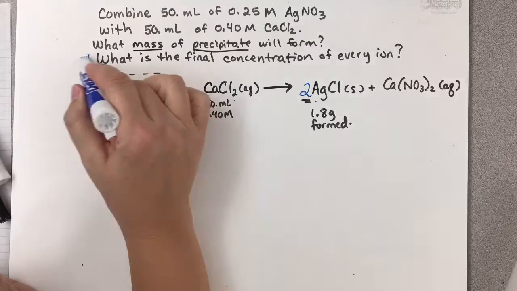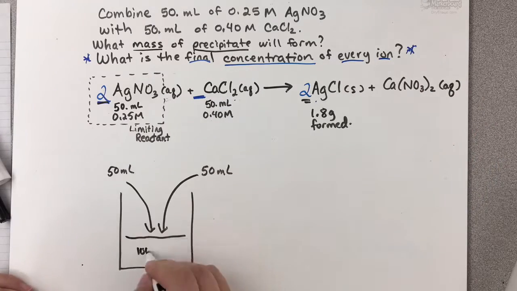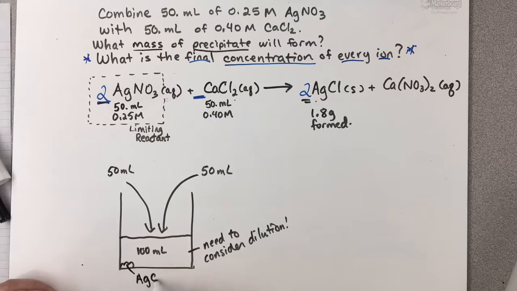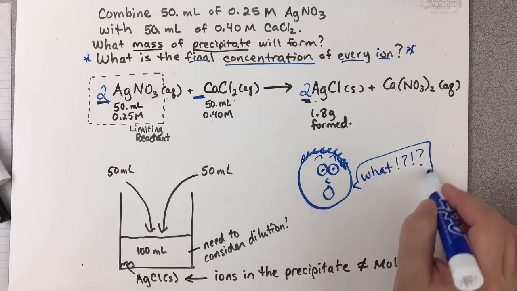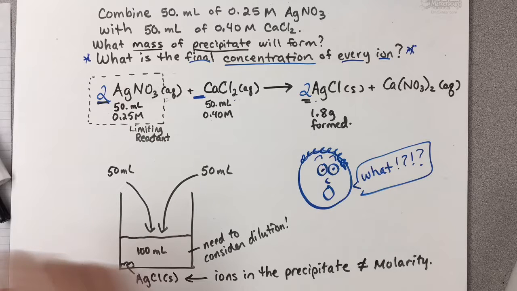Before we can calculate the final concentration of every ion, we need to revisit the scenario and recognize that two things will change the concentrations of the ions: the dilution that occurs when the two solutions are poured together, and the chemical reaction in which ions are removed from solution and put into the precipitate.